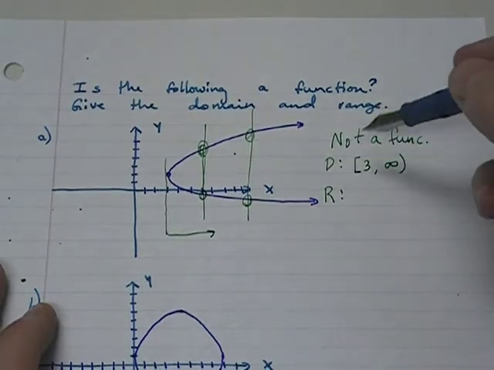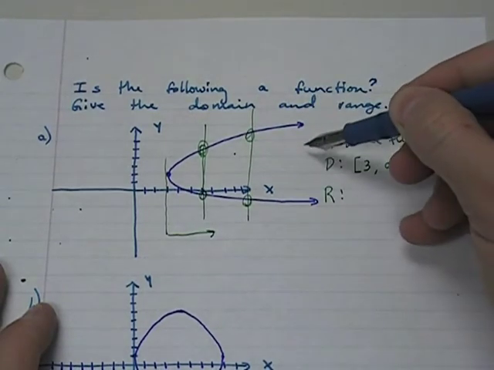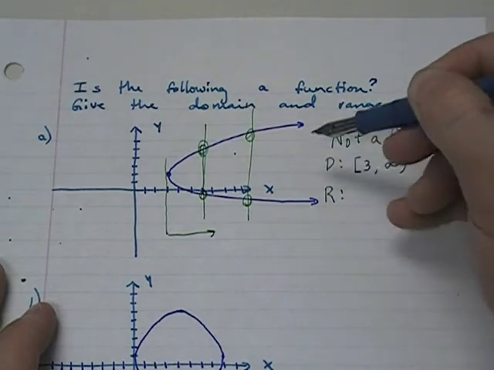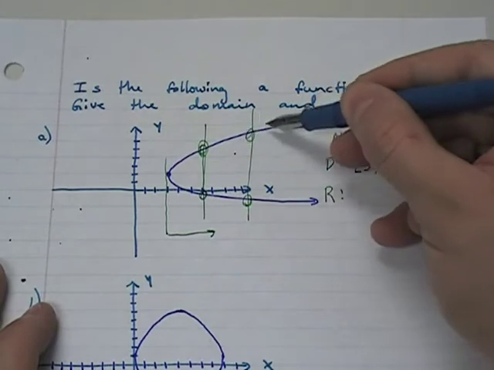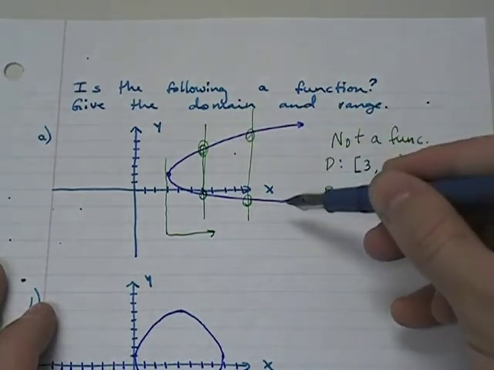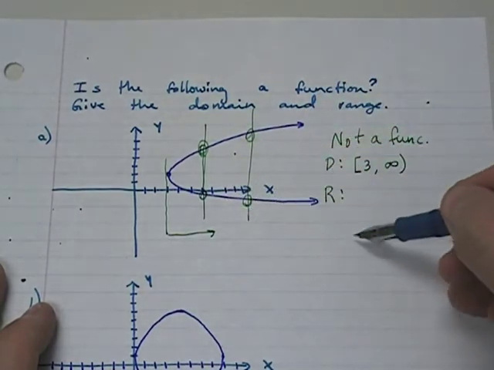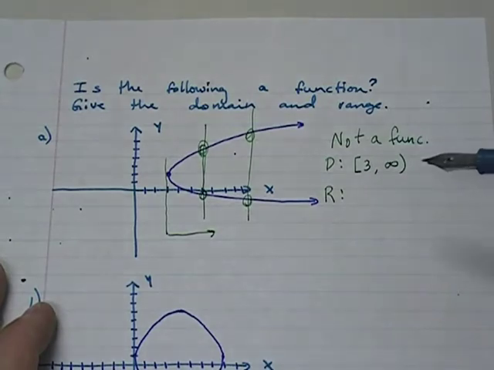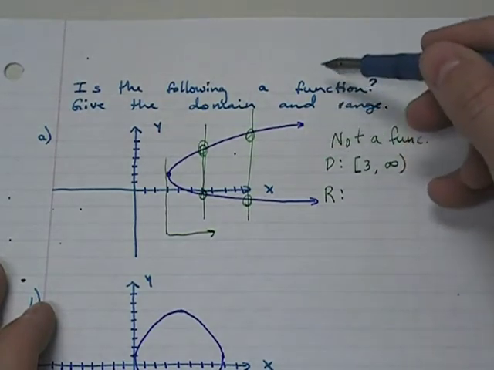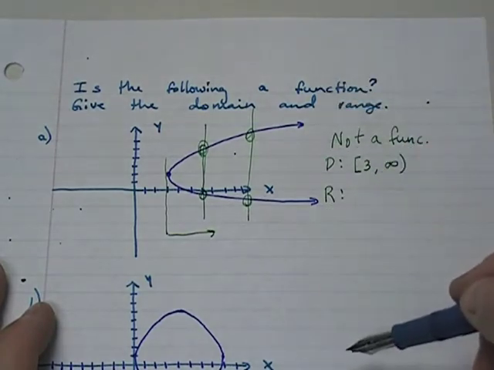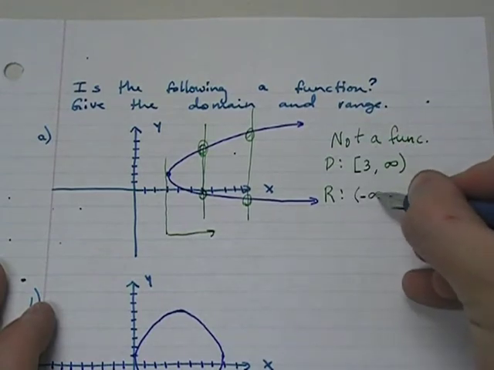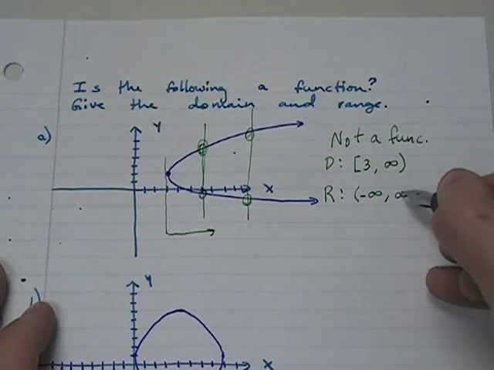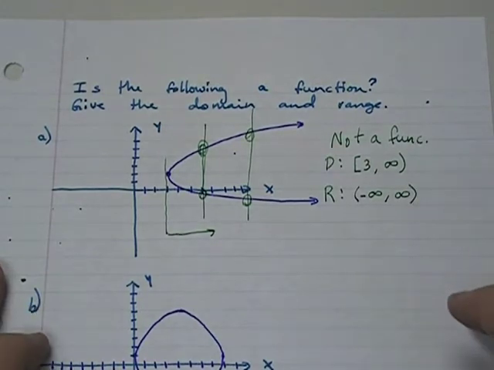Well, how about the range? Now we're looking in the y direction, so up and down. Well, this is going off to the right, but as it's going to the right, it's also going up. And this is going off to the right and down. There's nothing that will stop this picture from continuing to go up and continuing to go down. And so the range is all real numbers, or negative infinity to infinity.